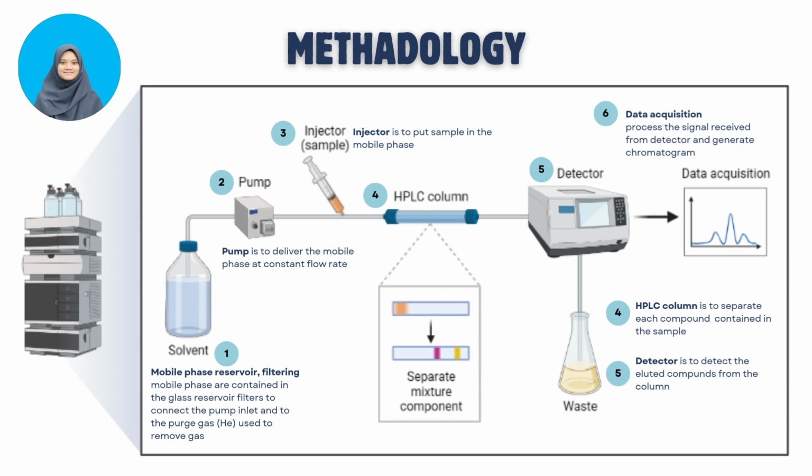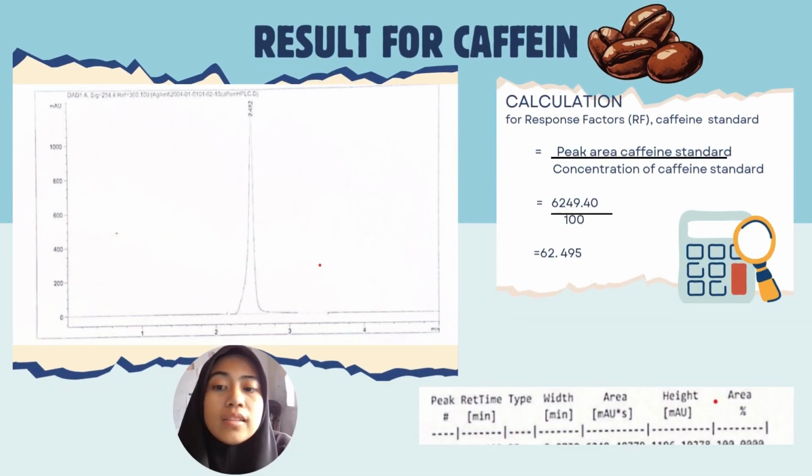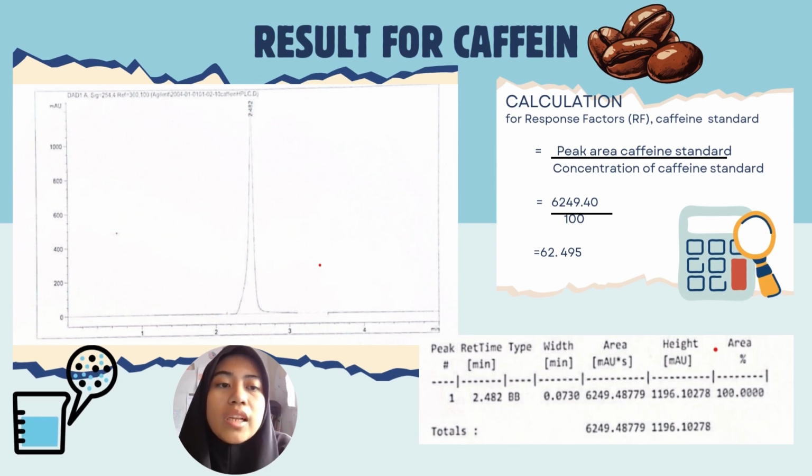As we have the data acquisition, it will process the signal received from the detector and generate the chromatogram. This system can collect, store, display, print, and process the test data so that sample separation, preparation, or identification can be carried out correctly. Next, I will talk about results and calculations.